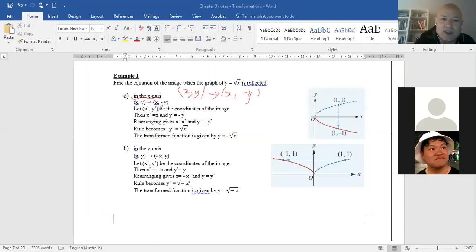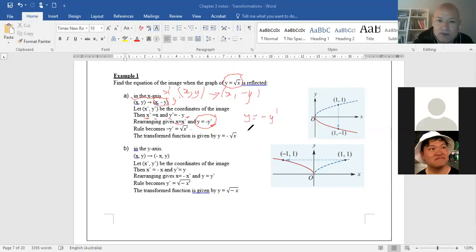And therefore, our image is this x dash and our y dash. So that's how we've got x dash equals x, and our y dash becomes negative y. We've always got to rearrange it because this function is written in terms of x and y. So we want to find x and y. So I've rearranged it down here. All I need to do is rearrange this one here because that's just x equals x dash, and the other one is y equals negative y dash.